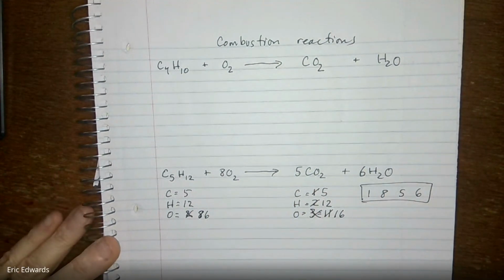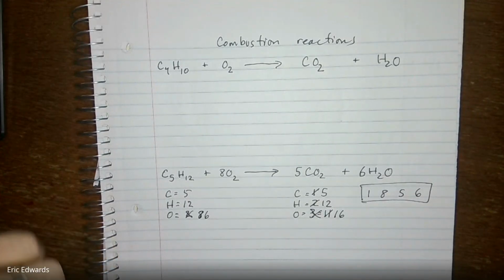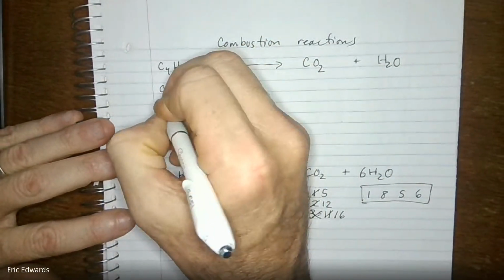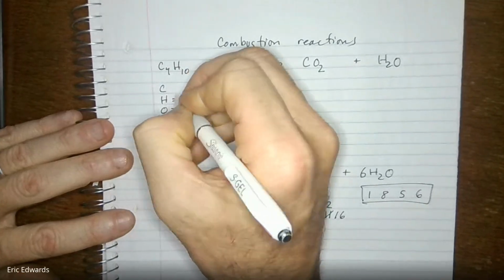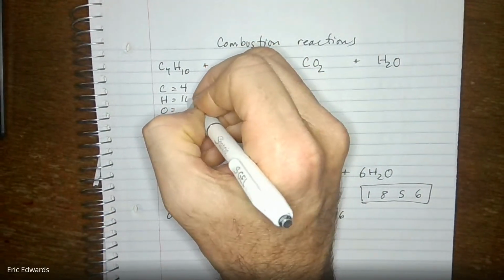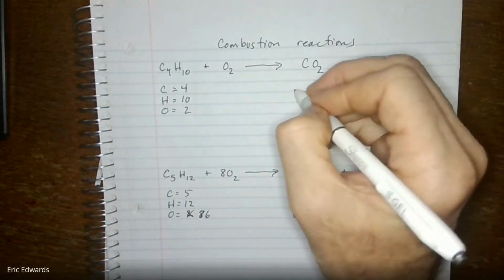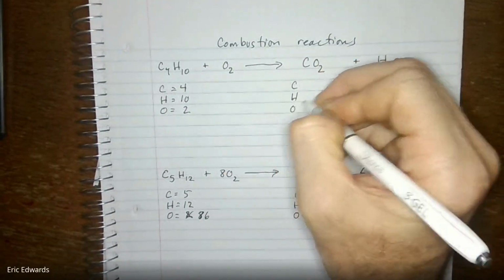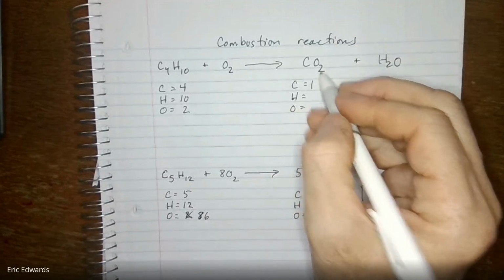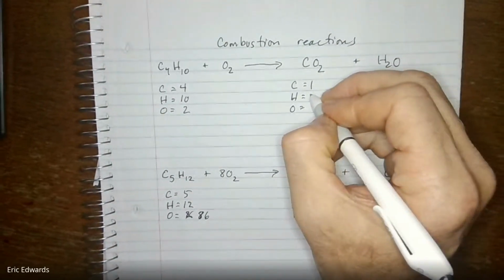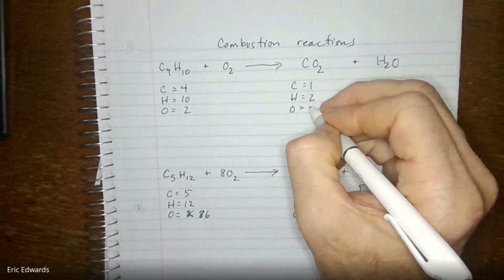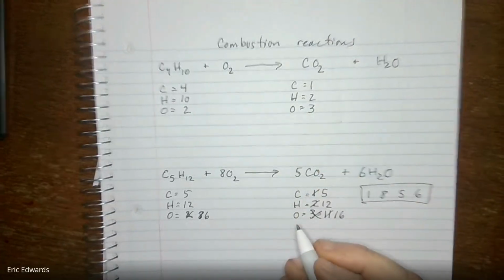Okay, let's go to one that's maybe a little more difficult at first. So we again already made our products here. So we're going to do our inventory. It's pretty much, in our case, all combustions are going to be C, H, and O. So it's 4, 10, and 2. And over here we've got C, H, and O. And again, that's just like it was last time. There's 1 carbon because it's carbon dioxide. There's 2 hydrogens from the water, and there's 3 oxygens, 2 from the carbon dioxide and 1 from the water.